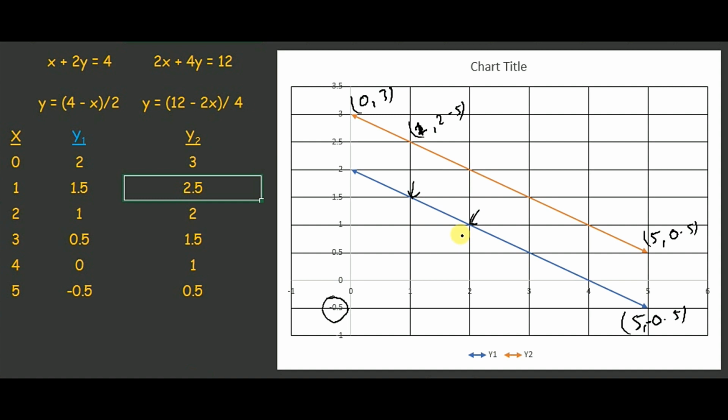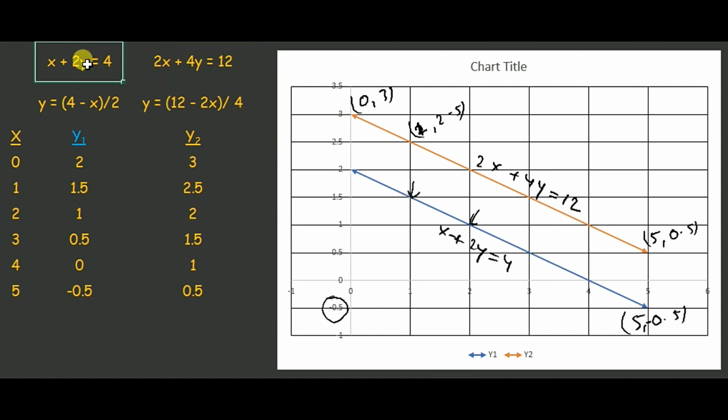The blue line is x plus 2y equal to 4. The orange line is 2x plus 4y equals 12. Now, these two lines here are not intersecting. These two lines are parallel lines. That means if you stretch both the lines on both ends to whatever length you like, these two lines will never intersect.